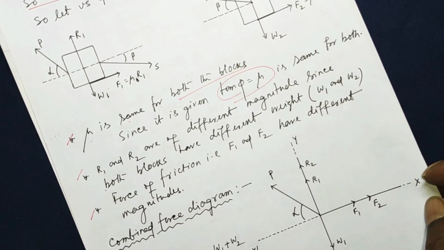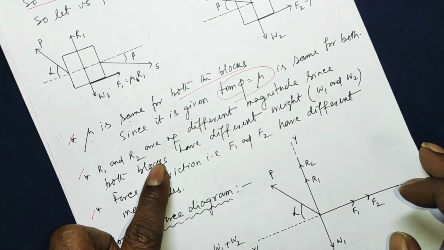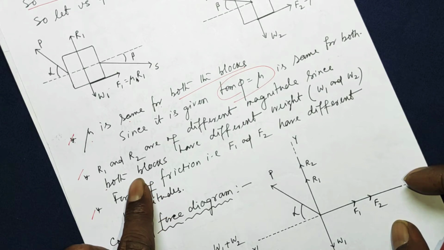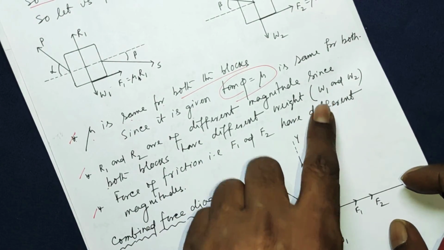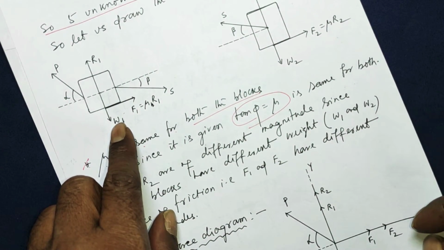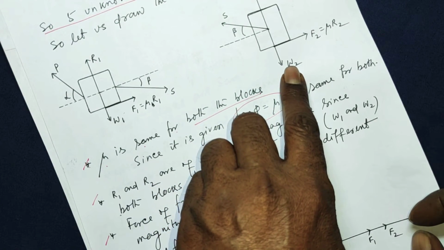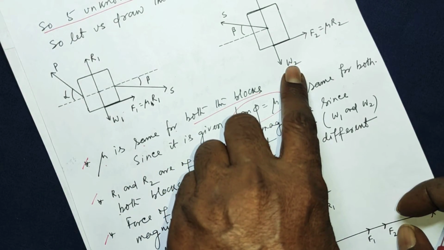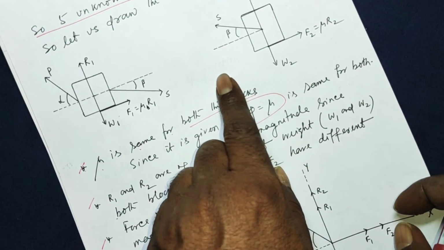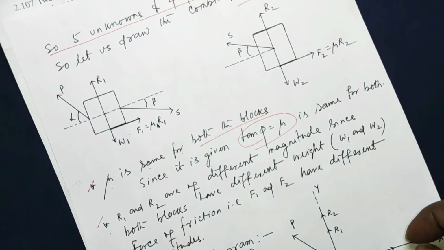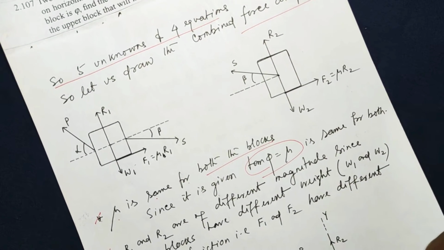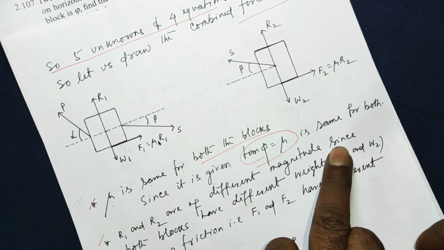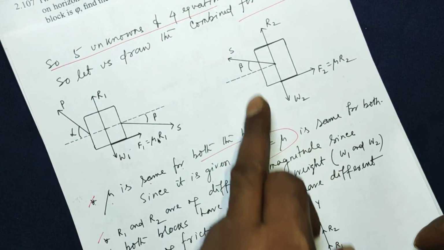Now R1, R2 are of different magnitudes since the two blocks have different weights. W1 is different from W2, so the reaction forces will also be different. Therefore, R1 and R2 have different magnitudes. The directions are the same, vertically upward.